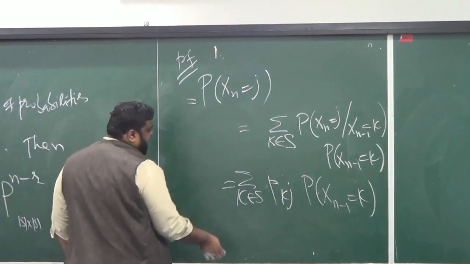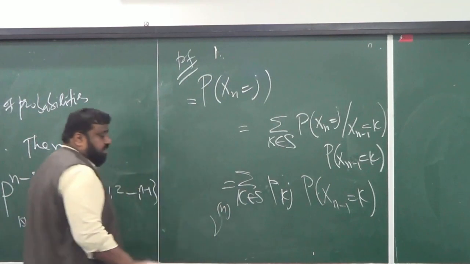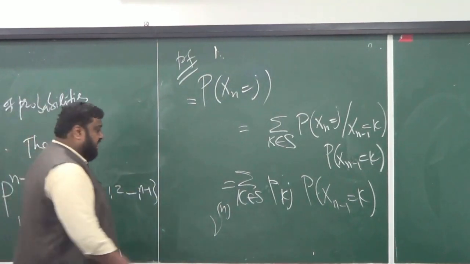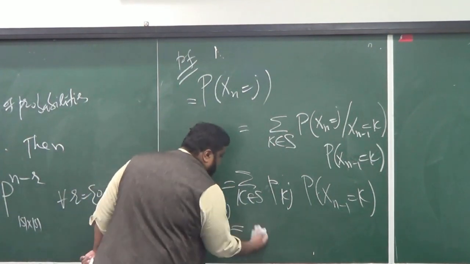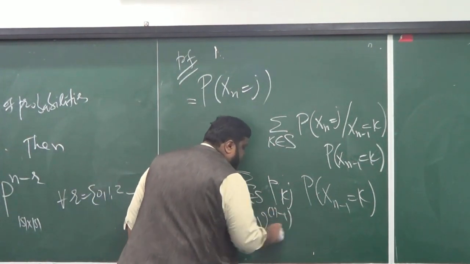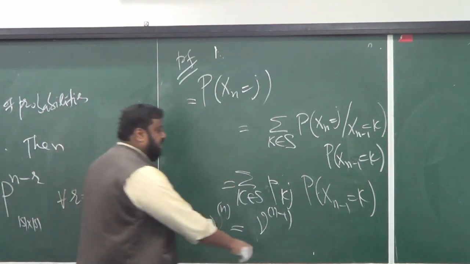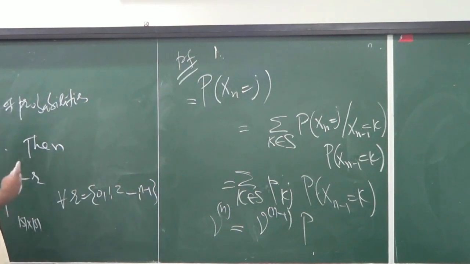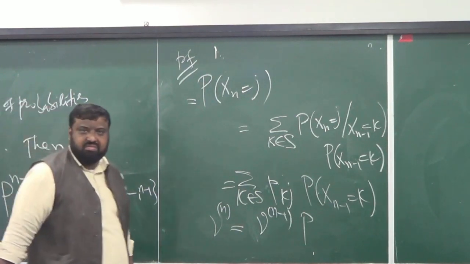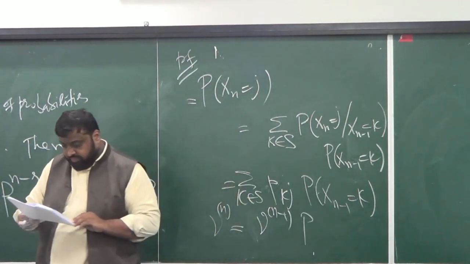So if I write this in matrix form, we have that the probability vector at the nth step is the same as the probability vector at the (n minus 1)th step multiplied with the transition matrix P. So it is very easily argued that this is true.